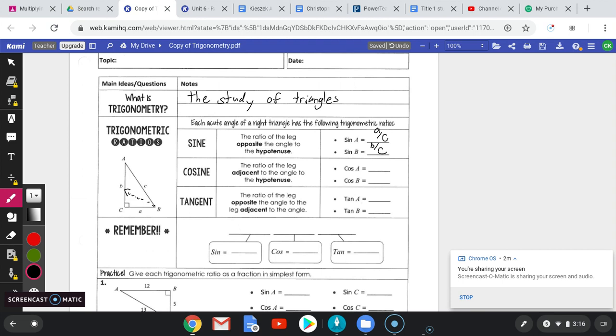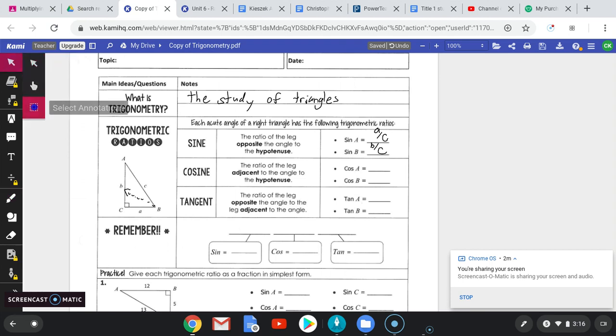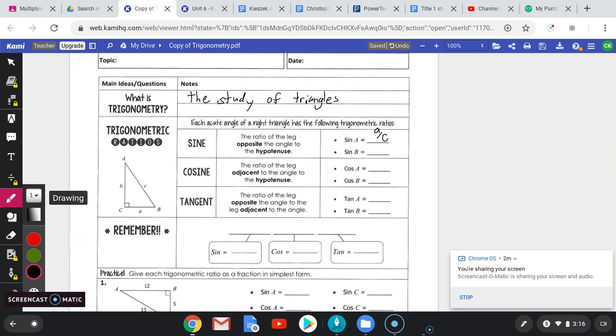Cosine: the ratio is the leg or the side that's adjacent to that angle over the hypotenuse. The hypotenuse doesn't change, that still is going to be c. But what is adjacent? Cosine of A. So here's A again. Which side is adjacent, or in other words, helps create that angle? These two sides help create the angle. However, what do we say c was here? This side's always the hypotenuse, so that supersedes it. That's not adjacent. In this case, b is adjacent.